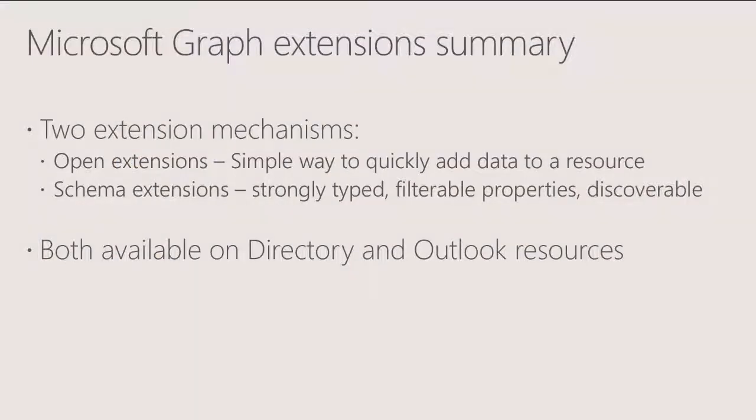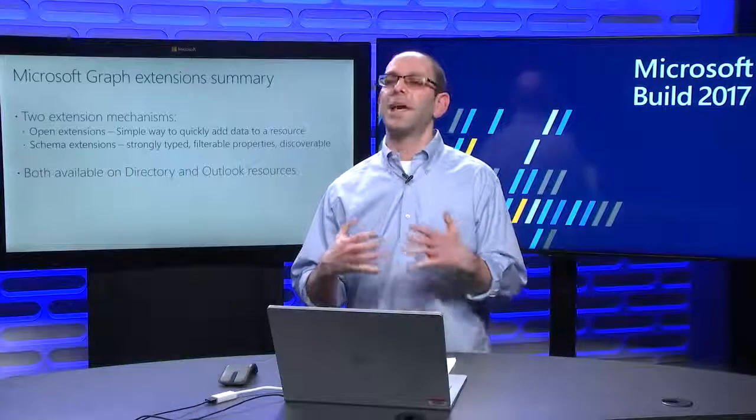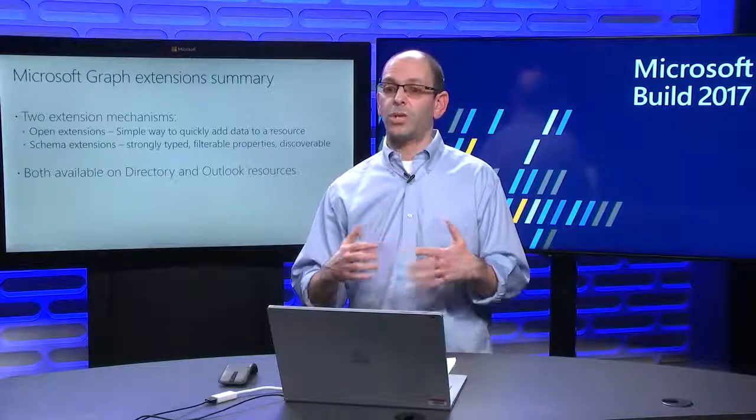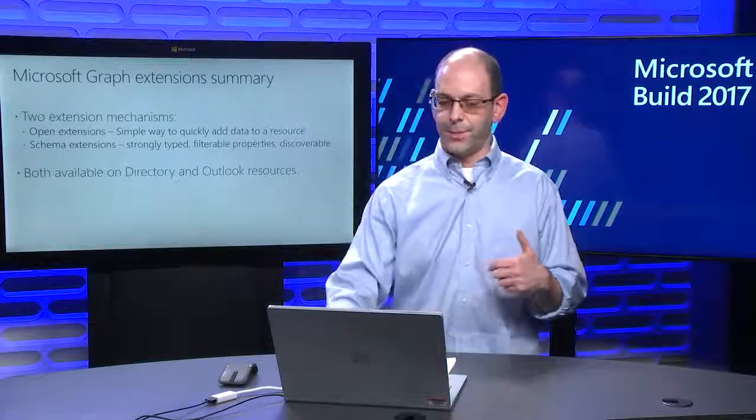OK, so what we've seen now in this video are two different extension mechanisms, one around open extensions and one around schema extensions. Both of these are available on Directory and Outlook resources. So this would be users, groups, devices, as well as events and messages. But we're expanding the set of resources all the time. So I really encourage developers who are interested in this to go and look at our latest documentation to find out what are the latest resources that we support for Microsoft Graph extensions.